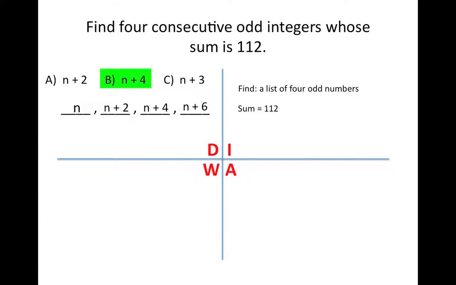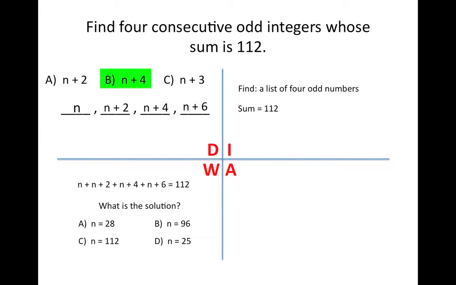We know these 4 numbers sum to 112, so we can write an equation. Use your equation solving skills to find n. You should have gotten n equals 25. If you didn't, go back and check your work carefully.